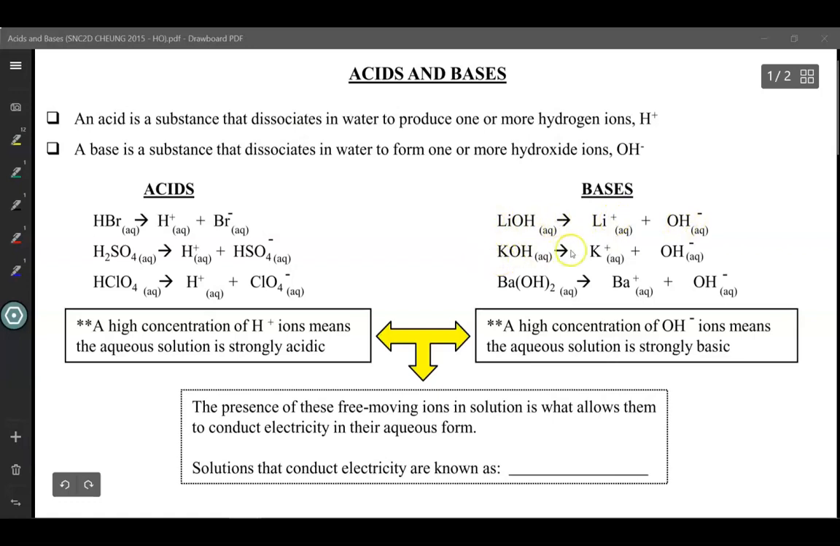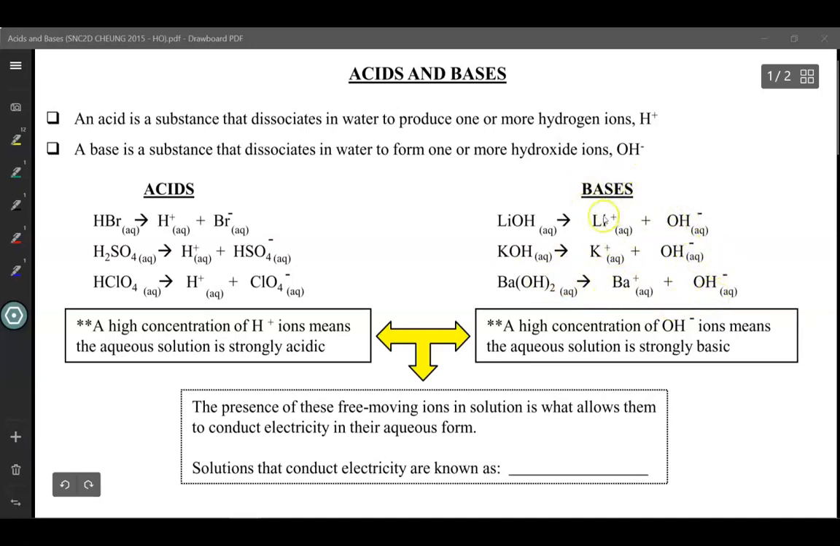In this case over here, the potassium and the hydroxide will split up, while the barium and the hydroxides will also split up. Now, keep in mind that this last reaction over here is a skeleton equation. It is not balanced. In a balanced equation, the barium hydroxide would release one barium, but it would release two hydroxide ions. Now, just like acids, the more hydroxide ions floating around in your solution, the more basic the solution is going to be.